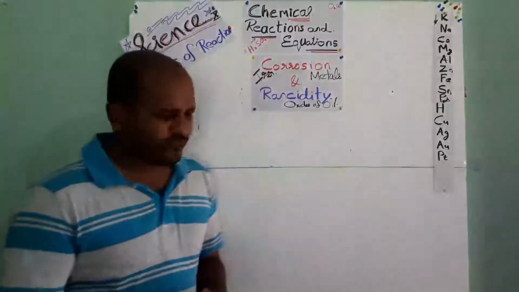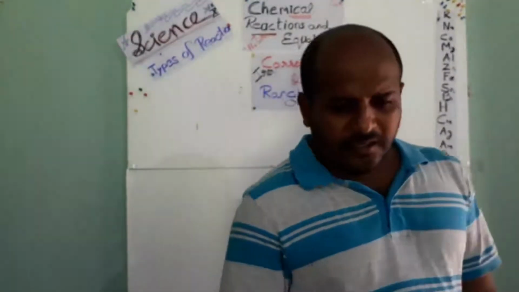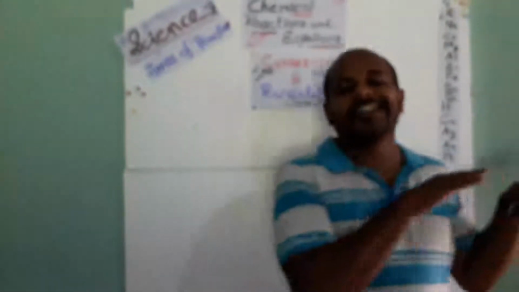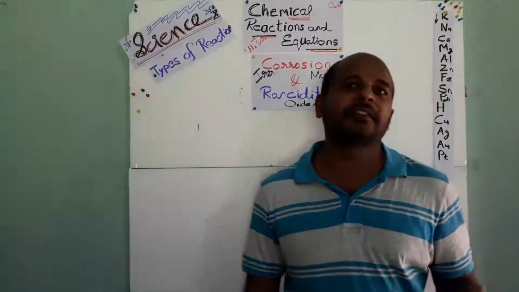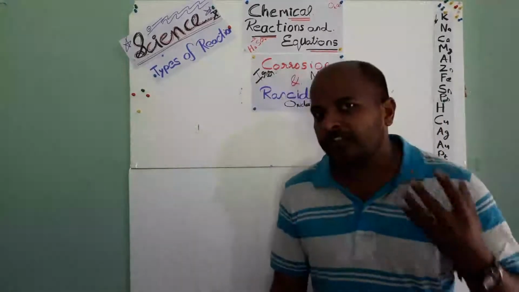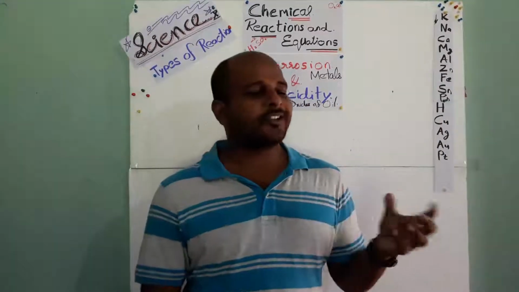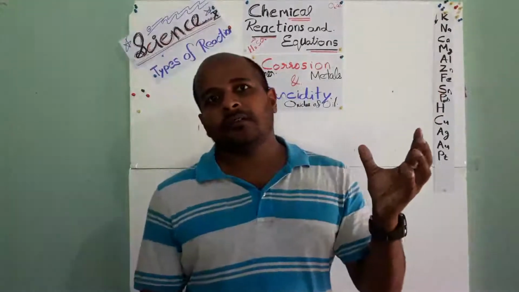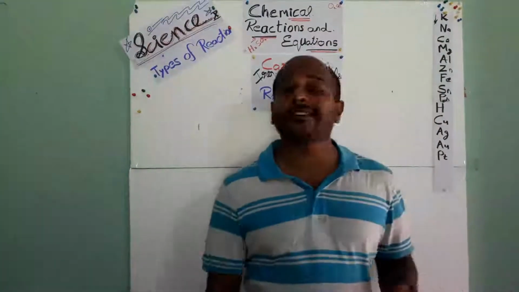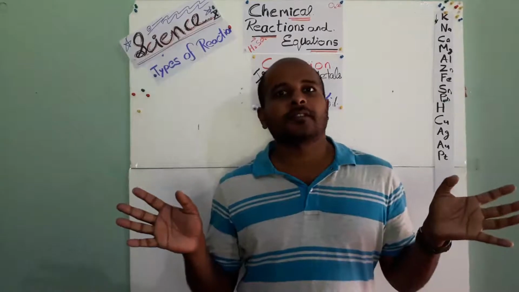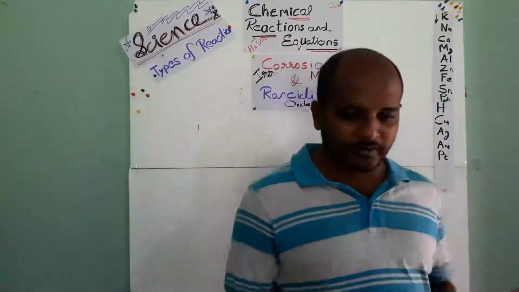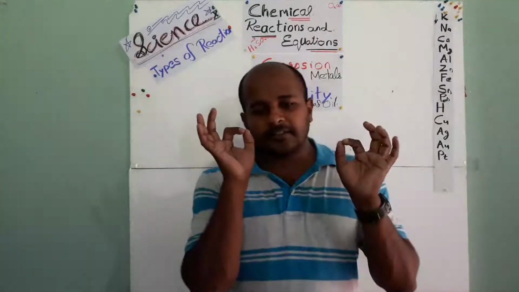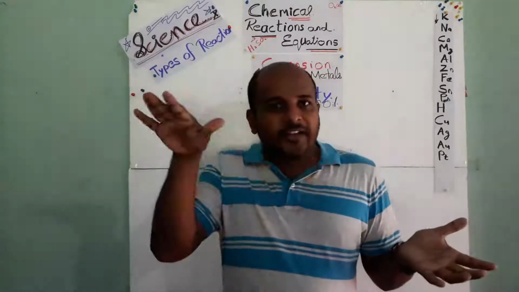So let's see what corrosion is. The process in which iron gets coated with a reddish brown powder when exposed to moist air is known as corrosion. In the case of iron, moisture is important, meaning presence of water in the air. Otherwise no corrosion will take place. If you keep iron in a dry place, there won't be any corrosion. So corrosion means the process in which iron gets coated with that reddish brown coating.